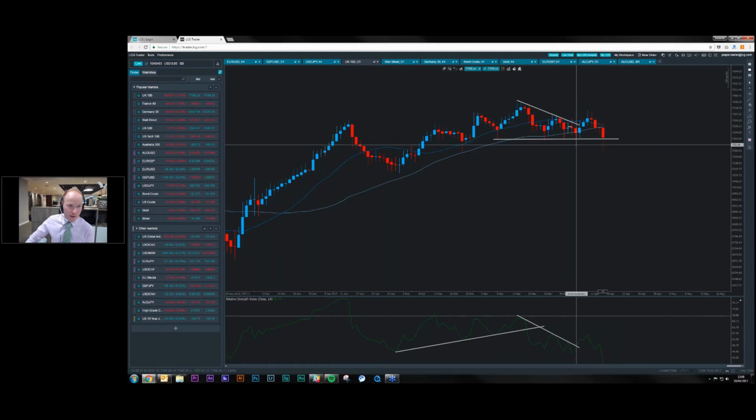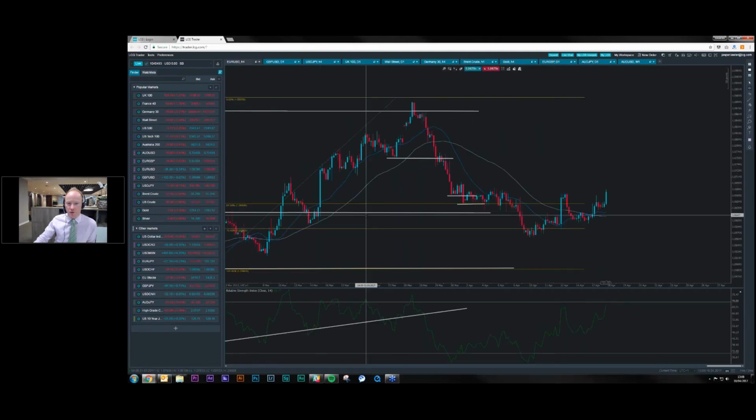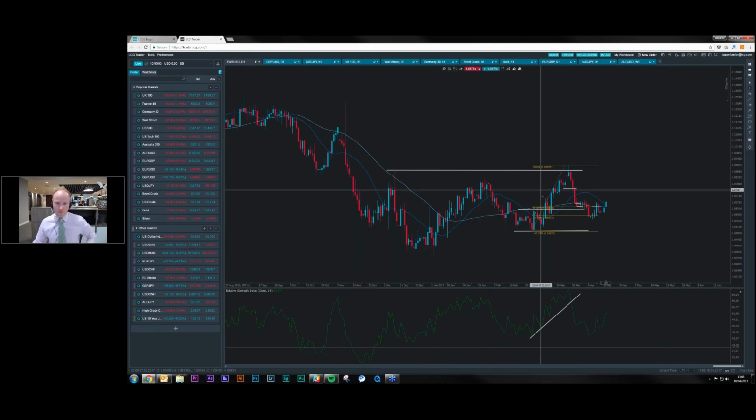Now, if we're talking more broadly about indices, I will get to that in just a minute, but it's worth returning to the euro against the dollar. This is the 4-hour chart. If I just jump to the daily chart here, sometimes it's worth looking at the daily chart just to get a better idea of the peaks and troughs that are most significant.